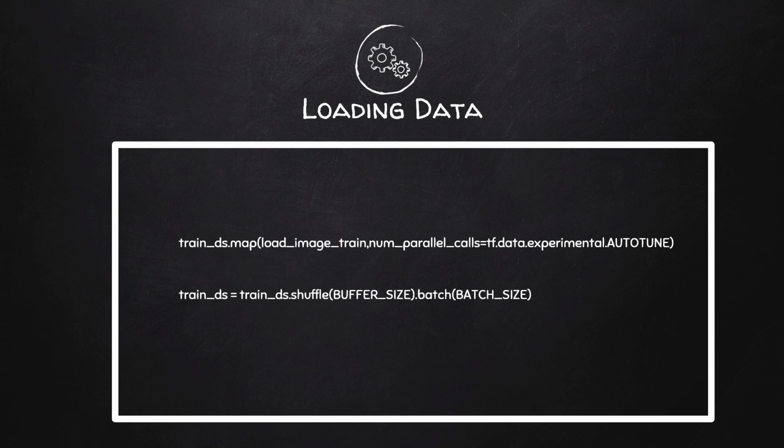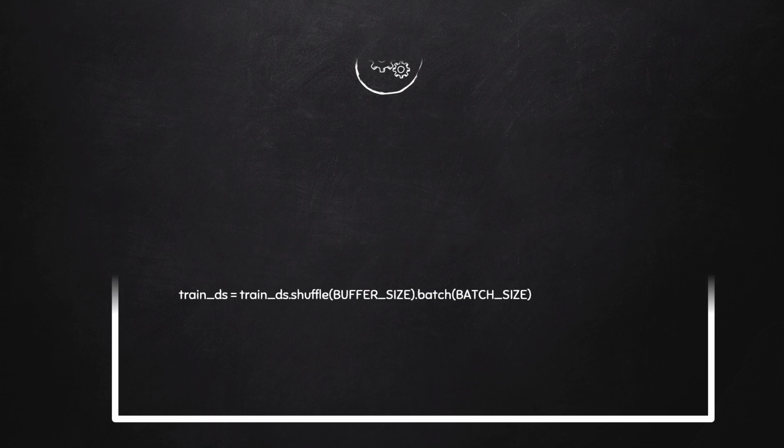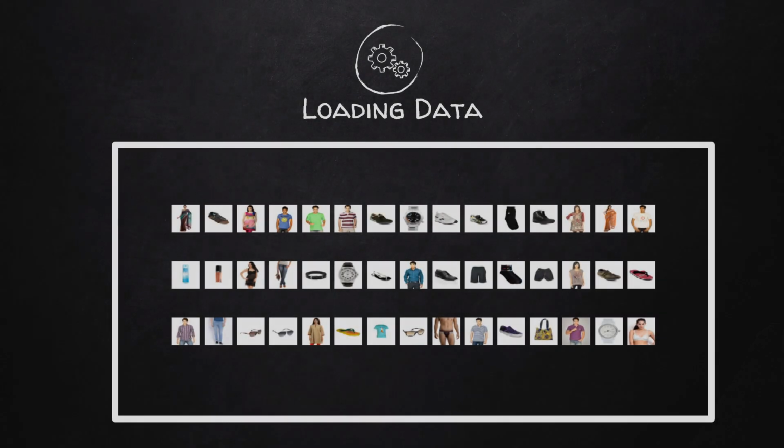This is achieved by mapping the load image train function onto the Tensorflow dataset object, which then applies the processing on the individual images in the respective dataset. We also shuffle and prepare the batches of the data, ready for training. Once the data has been loaded and processed, we can visualize the data. This can be done with Python's matplotlib library.